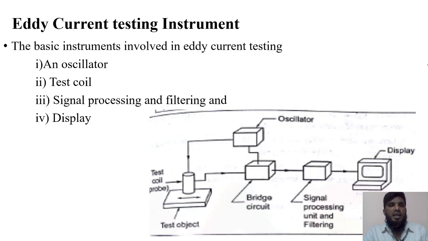Eddy current testing instrumentation consists of an oscillator, test coil, signal processing and filtering, and display. First, this is my test piece. This is my oscillator, from which we are going to send the signal.